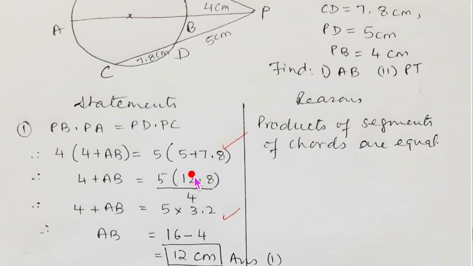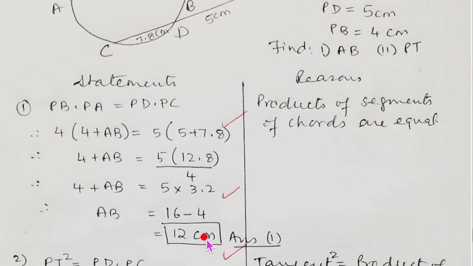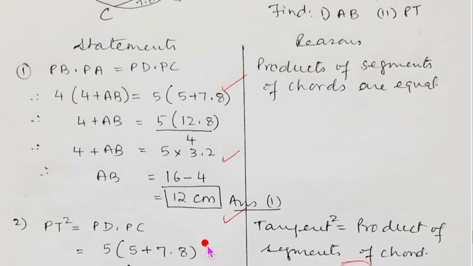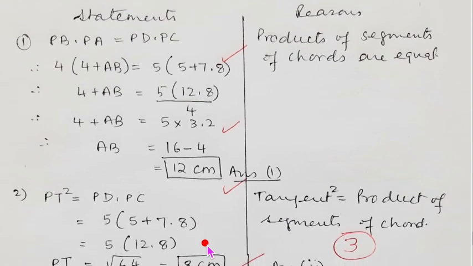See, 4 3s are 12 and 4 2s are 8. So it is going 3.2 times. Can you see that? So 3.2 into 5, that will be 16. Take this 4 that side. You know how to solve this. I don't have to teach you this. This is simple algebra, right? So AB turns out to be 12 centimeters. That's your first answer.